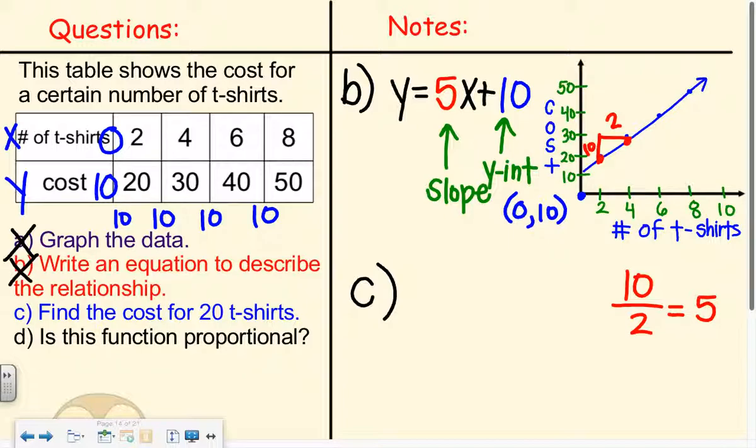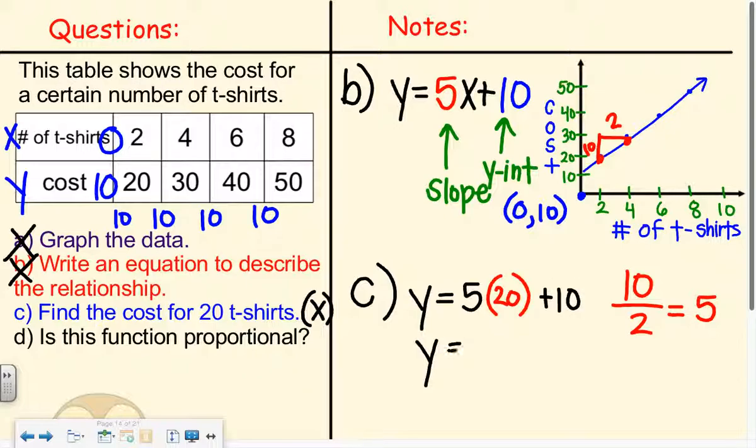So find the cost for 20 t-shirts. Now remember, the number of t-shirts is our x value. So we're going to plug 20 into our equation for x. So y equals 5 times 20 plus 10.